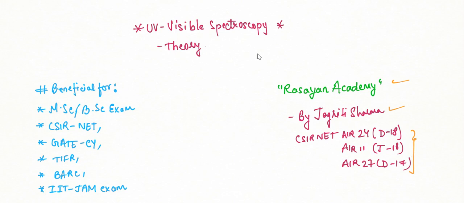So guys, I've already made two videos. One was on the basics of spectroscopy, and the other was on the Lambert-Beer law. So today we are going to start with UV visible spectroscopy in detail. First of all, we are going to study some theory on it, and then we are going to see how the structures can be determined by using UV visible spectroscopy.